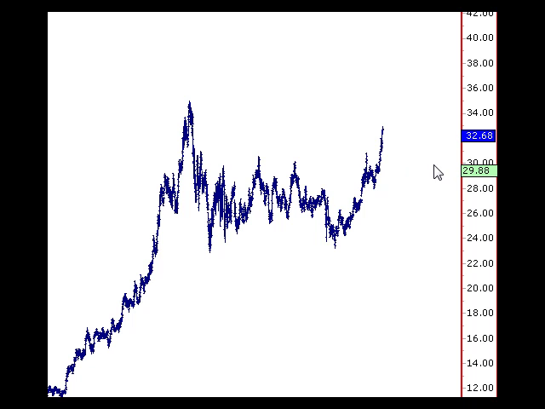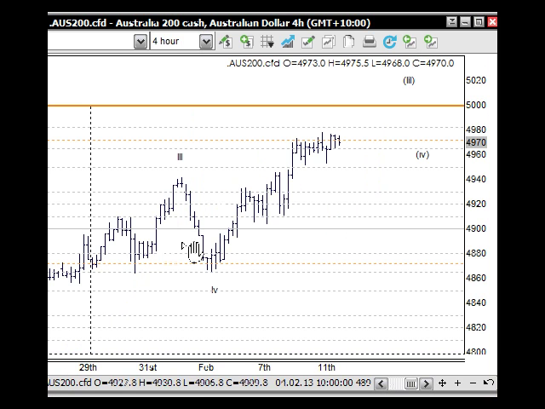We've checked for support before it moves further up. But each sector has its own wave pattern, and once again, they've all still got more to go in them. So let's just have a look.